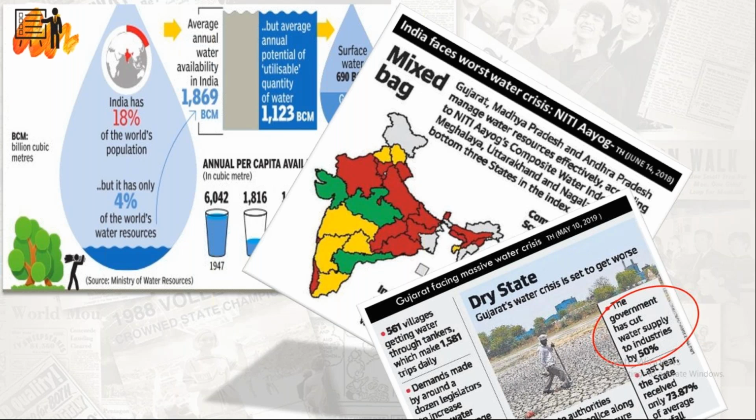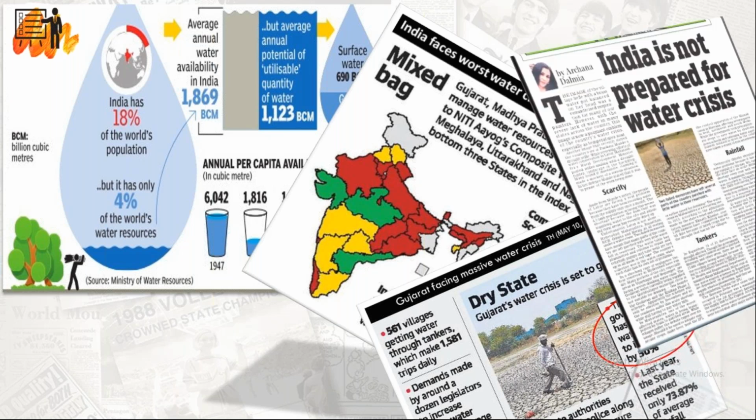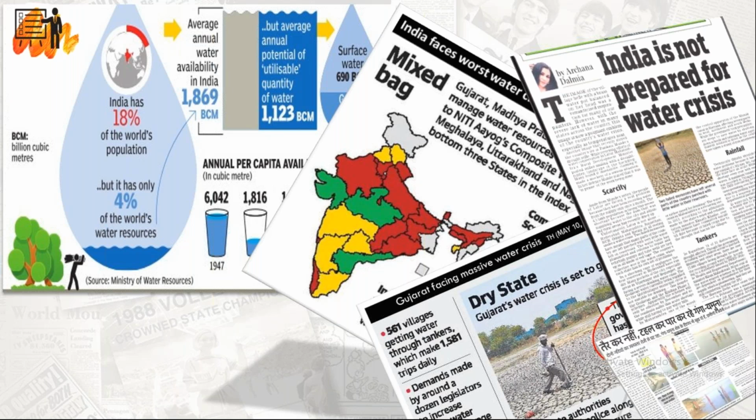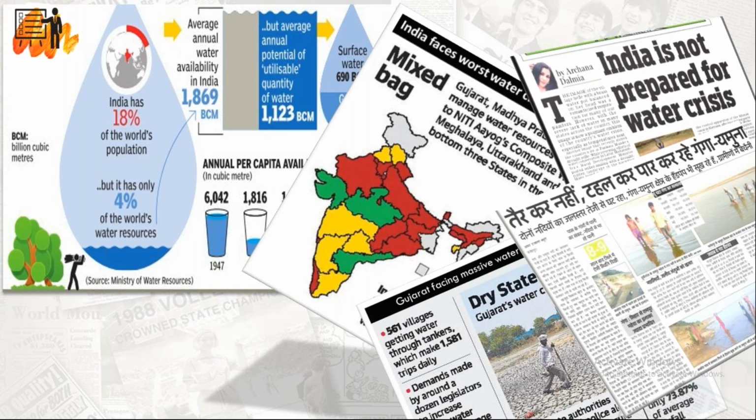So what is happening with these resources, that we had an ample amount of water in the past, but we are facing lots of problems? This is not a state problem, this is an all India problem. India is not prepared for the water crisis, and we are continuously lacking water resources. Even the major rivers are drying up. So that is a very concerning topic today, that we have to use the water efficiently.